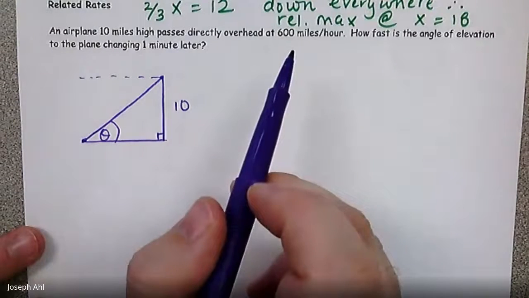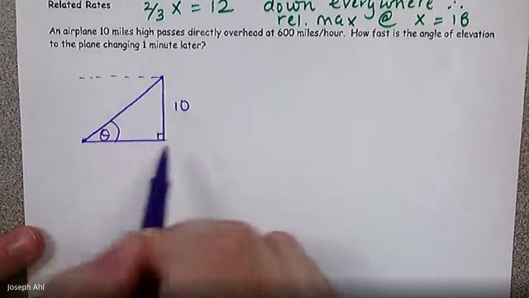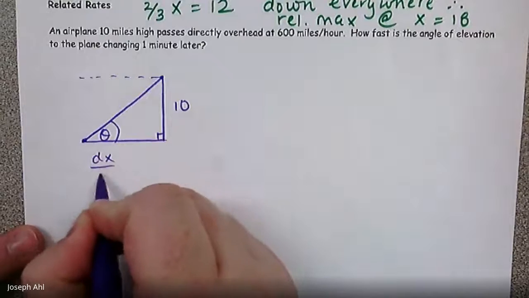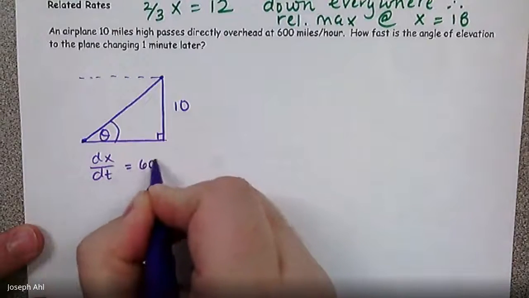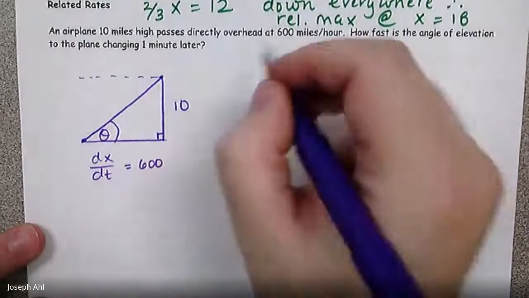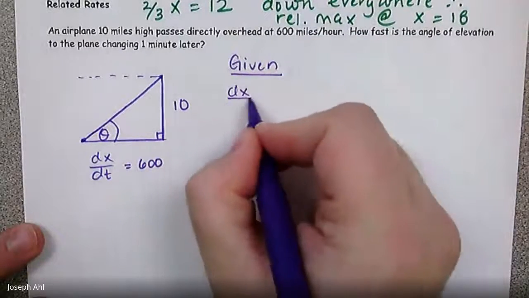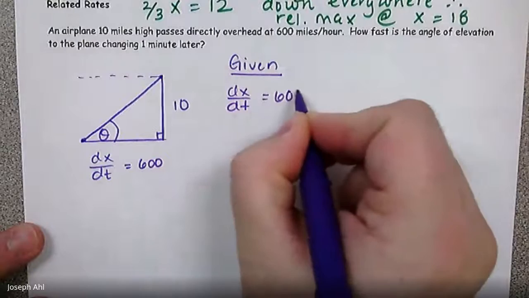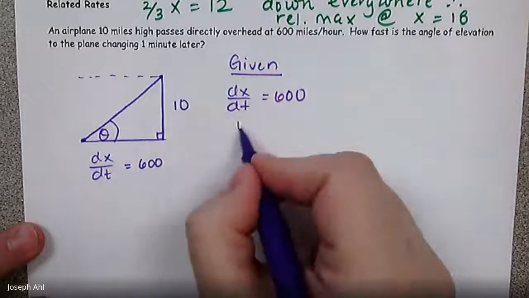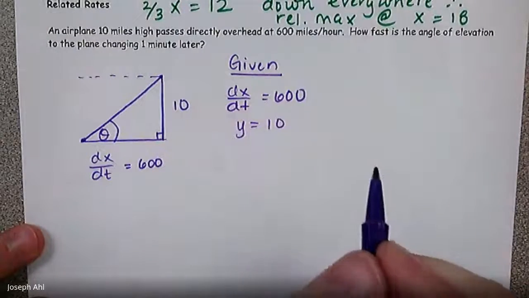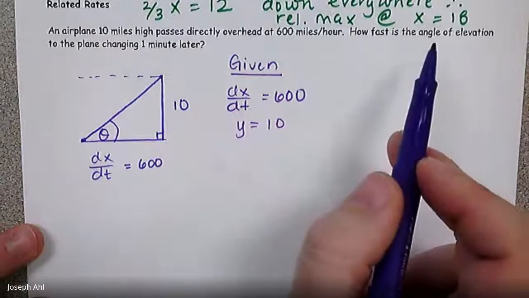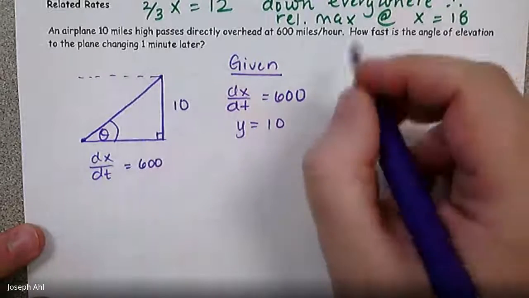It passes directly overhead at 600 miles per hour, so that's going to be our dx/dt in this case. dx/dt is 600 miles per hour. So if we're looking at our givens, we're given dx/dt is 600. We're given that if we want to call that length y, it is 10. How fast is the angle of elevation changing 1 minute later?